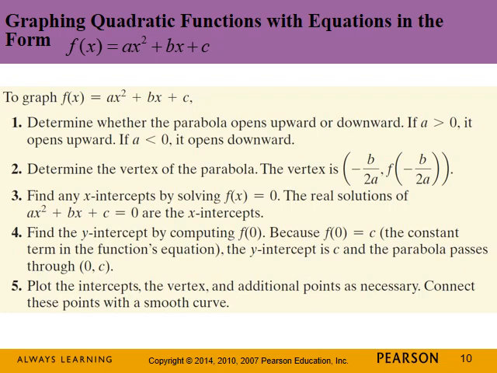Now, graphing quadratic functions with equations in the form f of x equals ax squared plus bx plus c. Again, you'll have to determine whether the parabola opens up or down. You have to find the vertex. However, this time finding the vertex will require you to use these formulas since it's not in the standard form. And once you find the vertex, you have to then find the intercepts, which again require you to plug in 0 for either the y value or 0 for your x value. Then you plot the points and connect it with a smooth curve.